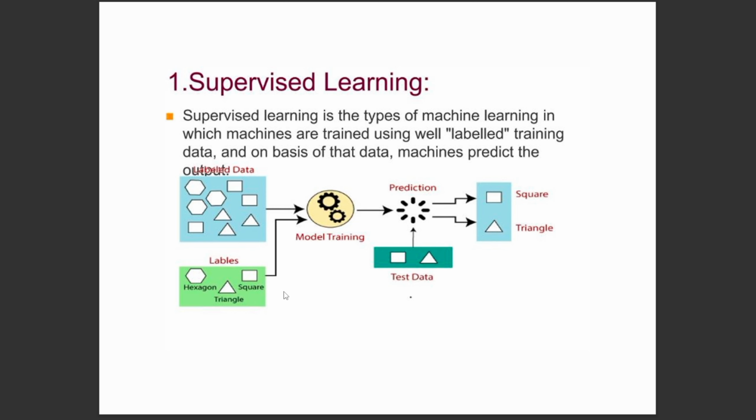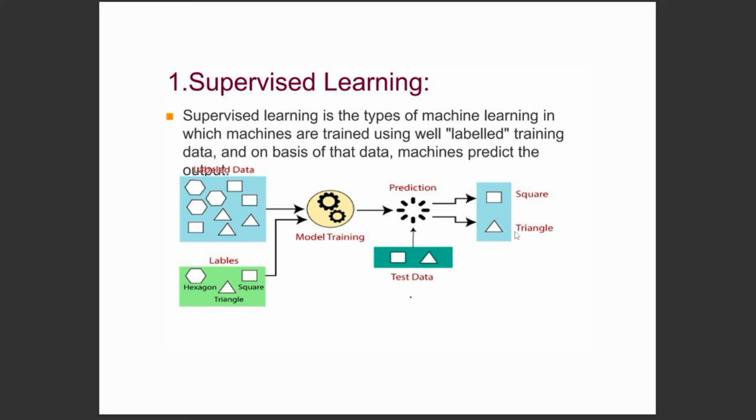Supervised learning is the type of machine learning in which machines are trained using well-labeled training data, and on the basis of that data, machines predict the output. As you can see in the diagram, we give different kinds of data: this one is a hexagon, this is a square, and this is a triangle. We give our data to our model, using different types of algorithms to train it, and our model will learn from the given data and predict. Just like, we give two different shapes, and our model will predict whether it is a square or a triangle.